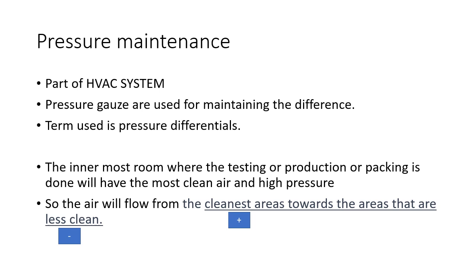Okay, the innermost room where you are actually performing the testing of product, say it is a clean room in quality control. So you have that MLT, that is the microbial limit test room, where you perform all those testings. That room will have the cleanest air and high pressure as compared to the one adjacent to it, or the one outside, next to that MLT room.